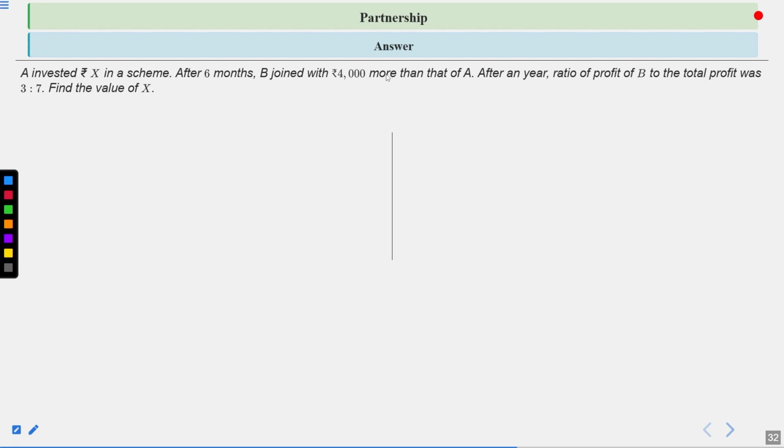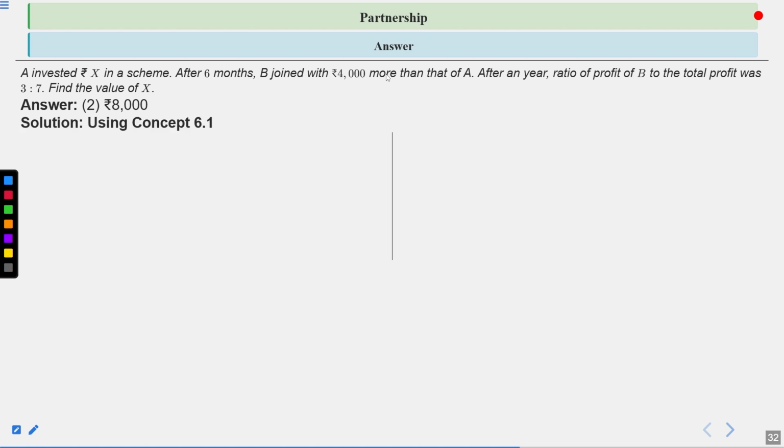So the question says that A invested X rupees in a scheme. After 6 months, B joined with 4,000 rupees more than A. Now it is also given that after a year, the ratio of the profit of B to the total profit is 3:7. It means if total profit is 7 units, B gets 3 units, so A will get 4 units. Then we can calculate X. So the correct answer of this question is the second one, which is 8,000 rupees.